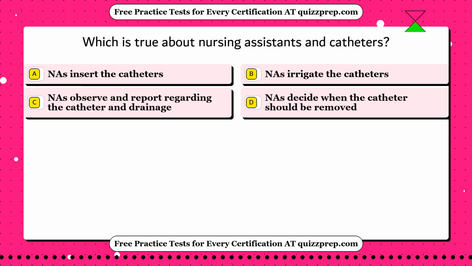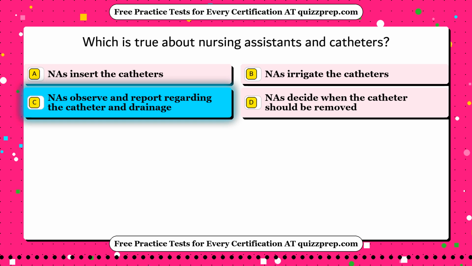Question 44. Which is true about nursing assistants and catheters? Option A, NAs insert the catheters. Option B, NAs irrigate the catheters. Option C, NAs observe and report regarding the catheter and drainage. Option D, NAs decide when the catheter should be removed.